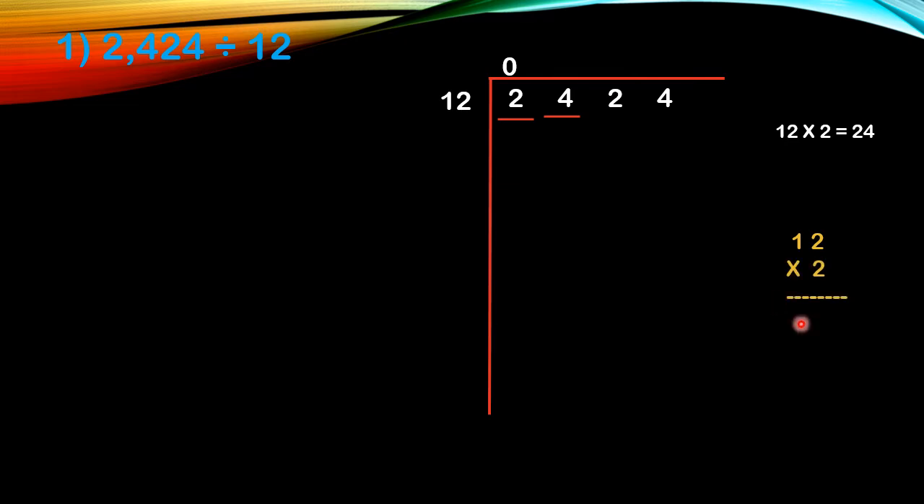So 2 2s are 4. Then 2 ones are 2. So that is 24. So we got the 24. So we have to write 2 in the quotient, then 24. Now we have to subtract 24 by 24. Okay, so 4 minus 4 is 0, 2 minus 2 is 0.